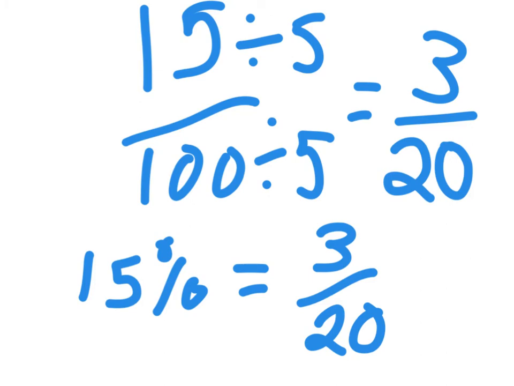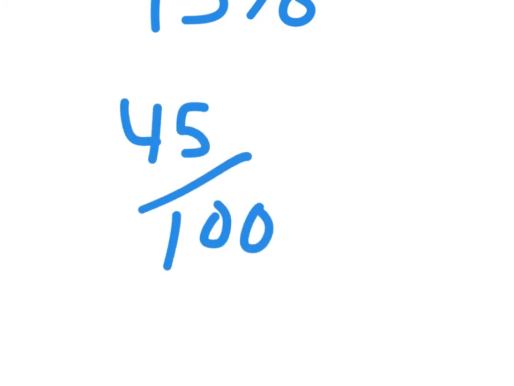All right, let's do another one. Now we're going to work on 45%. And 45% is 45 over 100. What we need to do is find the greatest common factor for 45 and 100. And we'll do that on the next page.